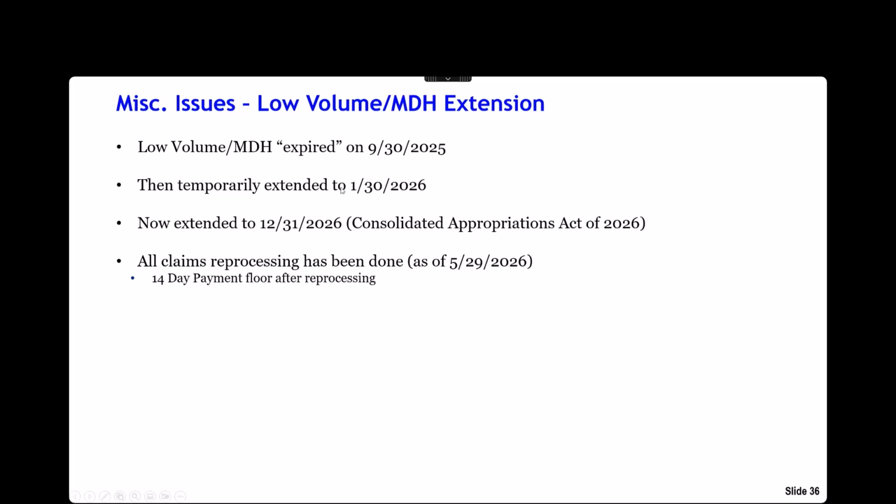Now after 1/30, it expired again, but then Congress passed a new extension all the way to 12/31/26, the end of the calendar year, which is kind of a clunky way to do it. Because again, as we're going to see in another slide, low volume at least is based on a federal fiscal year. We recalculate every 9/30 or every 10/1, I guess. So the fact that they extended it to 12/31 just kind of means it's straddling another federal fiscal year.